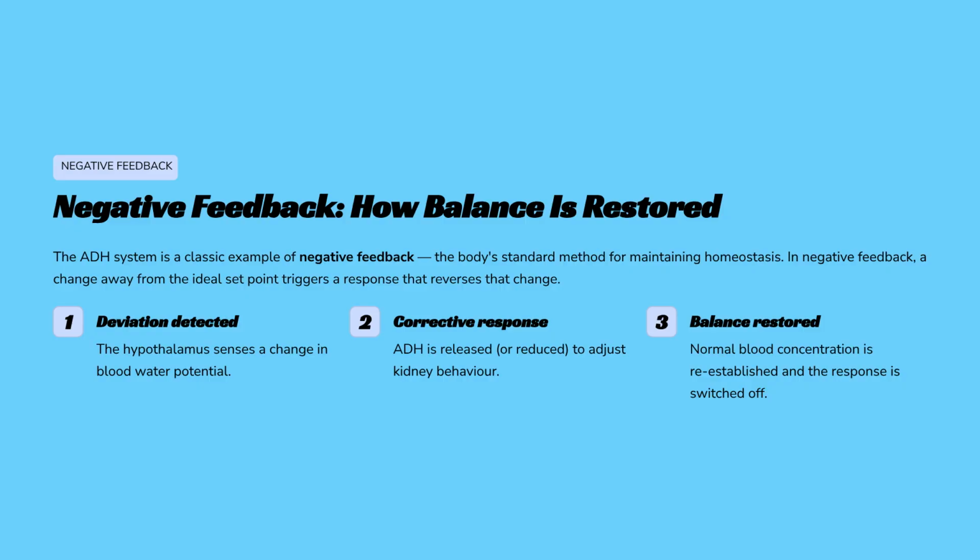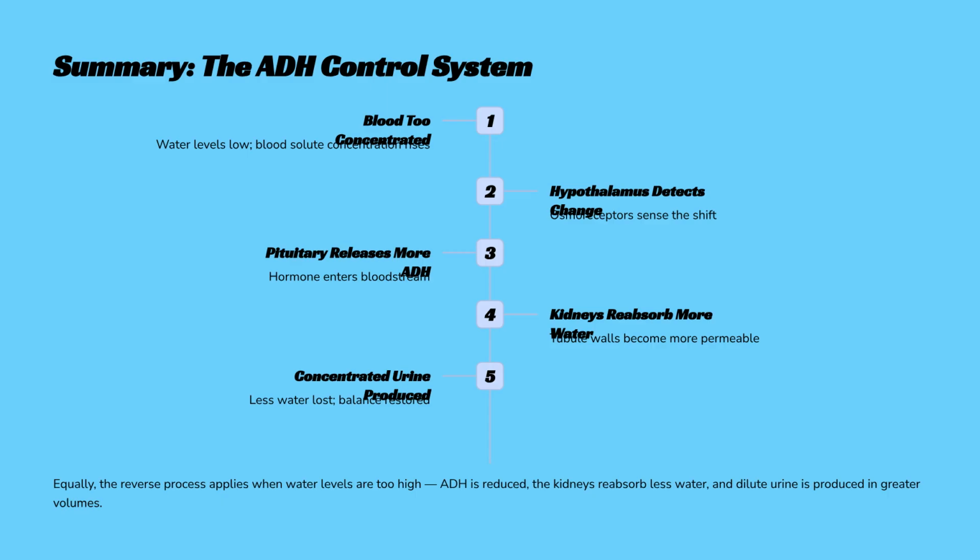A deviation is detected. A corrective response like ADH release or reduction adjusts kidney behavior, and balance is restored, switching off the initial response. When blood is too concentrated, the hypothalamus detects the change, prompting the pituitary gland to release more ADH. This increases water reabsorption in the kidneys, leading to concentrated urine and restoring balance.